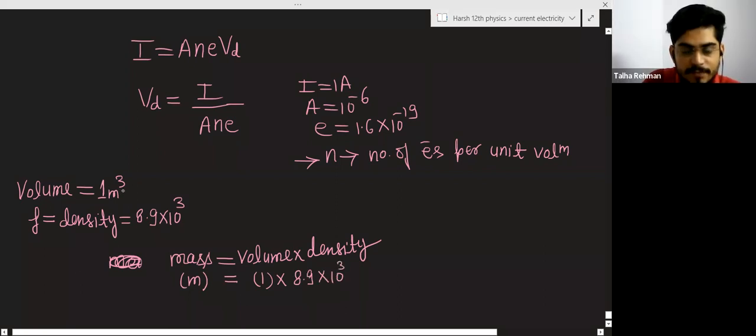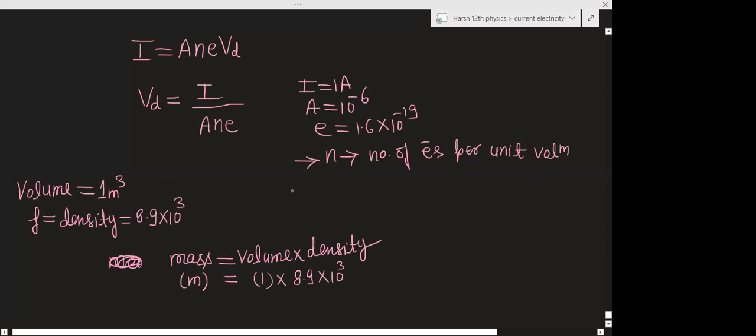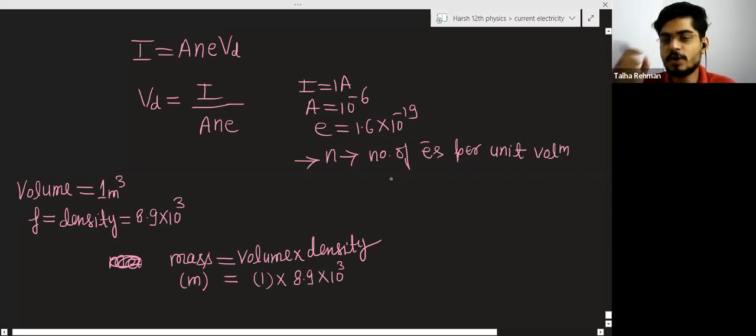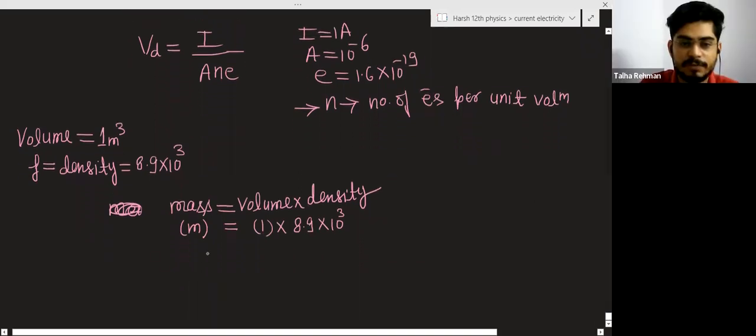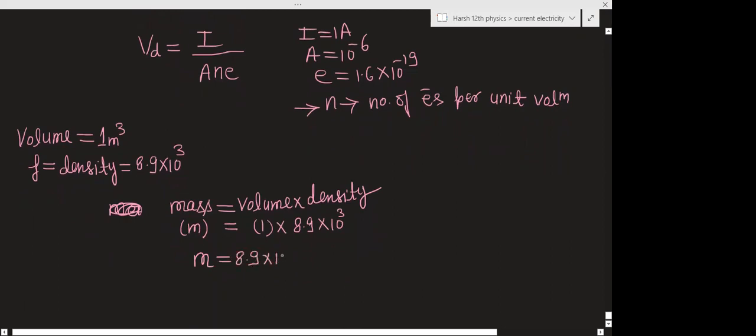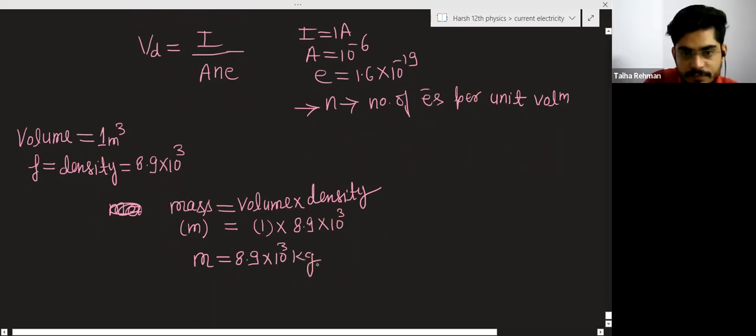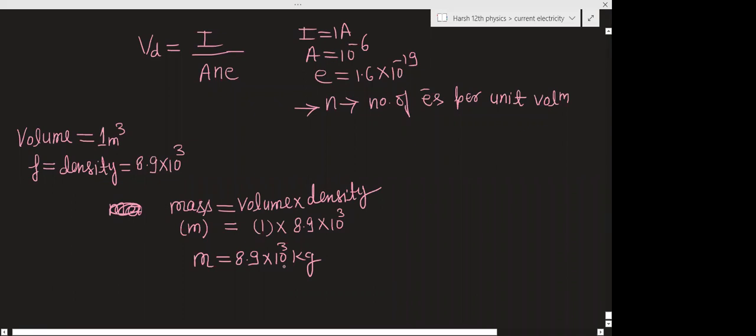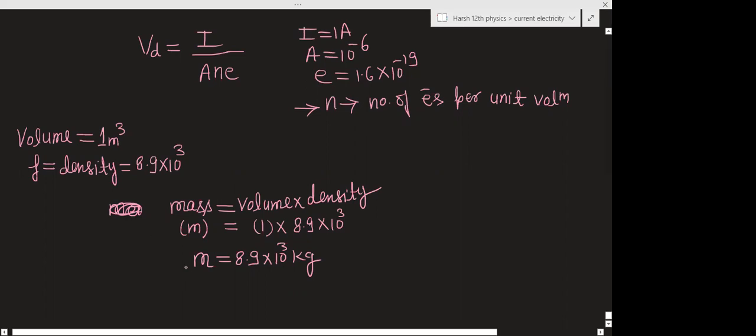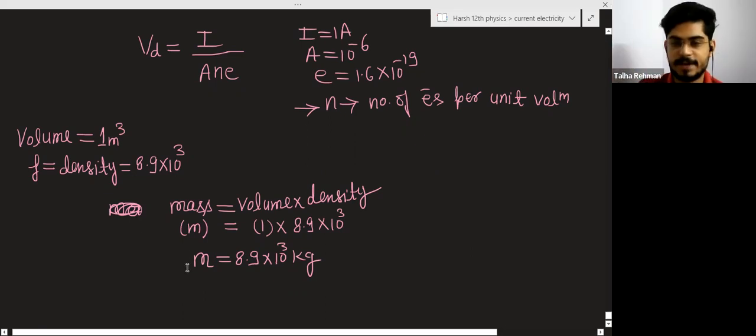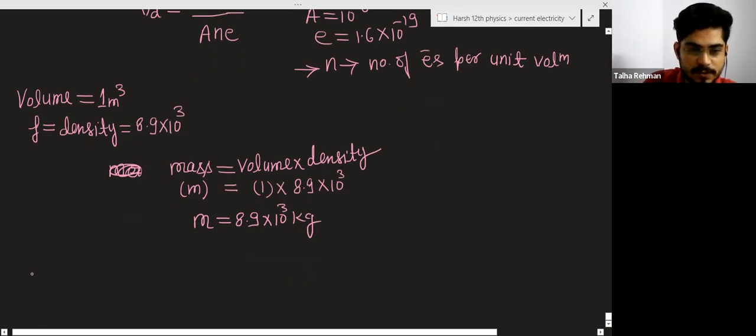Why have I taken volume 1 meter cube? Because we have to find the number of free electrons per unit volume, in 1 meter cube. That is why I have taken volume 1 meter cube. So the mass will become 8.9 into 10 to the power 3 kg. We have this mass in kg. Now what should we do? This is the mass of the copper. Now there is one very interesting thing: number of moles.